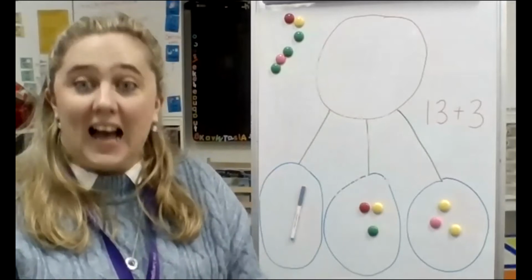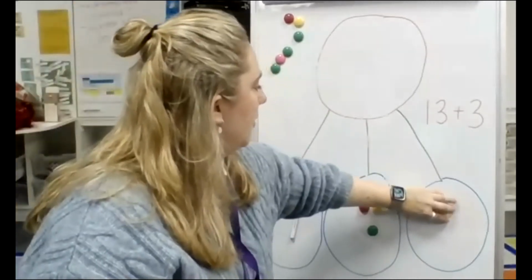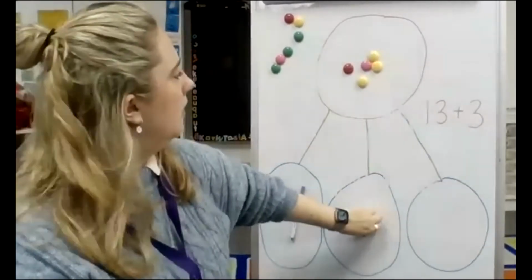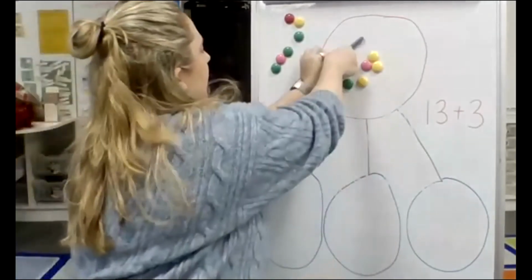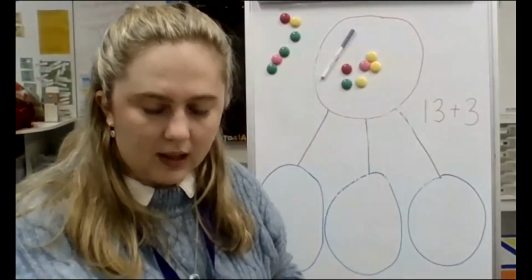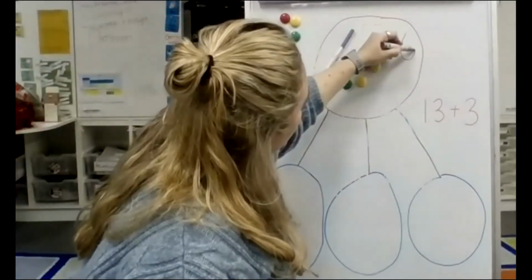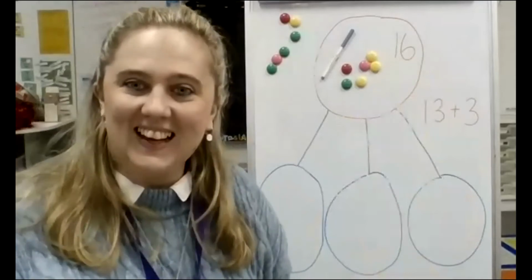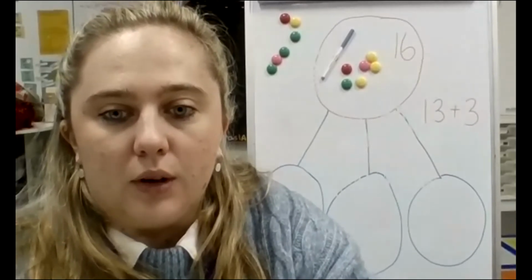Okay, now let's add them together. So I'm going to do the 1s first. We have 3, 4, 5, 6, and 1 ten. So we have, let me write it down, 1 ten and 6 ones, which makes the number 16. Fantastic. Well done, everyone. Okay, let me share my screen again.